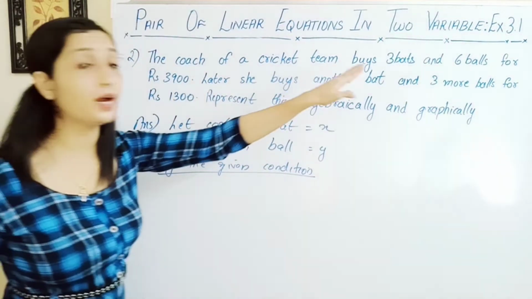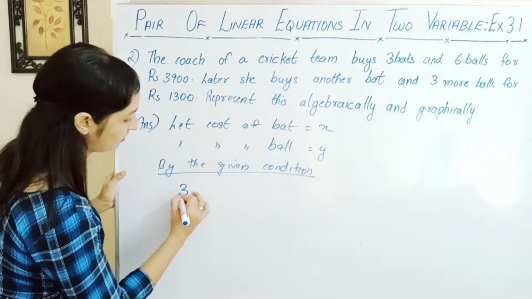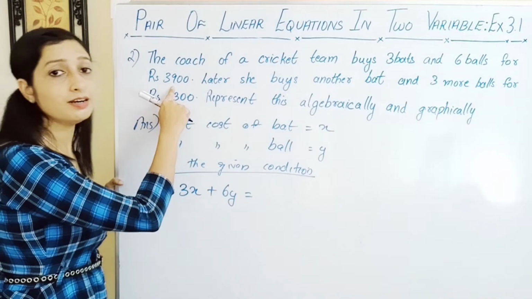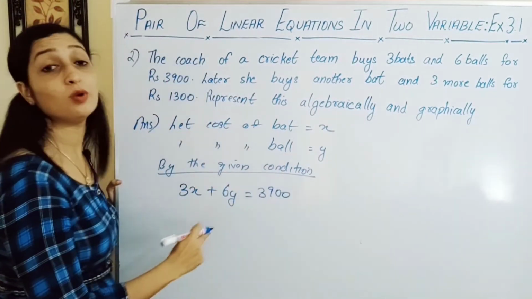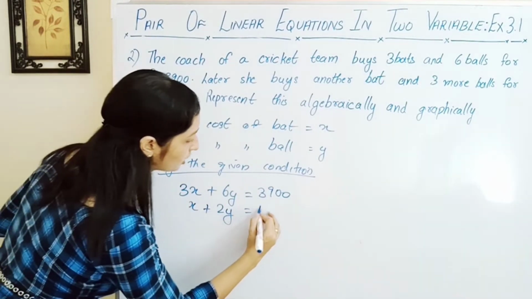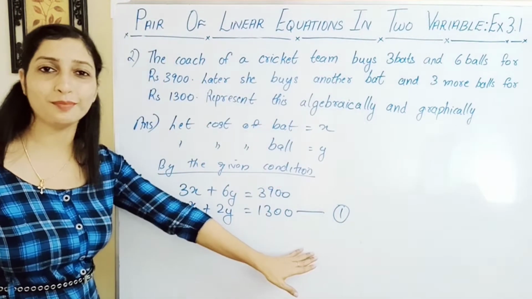The cricket coach buys 3 bats and 6 balls. So that is 3x plus 6y. It cost her rupees 3,900. Now let's simplify this. So you get x plus 2y is equal to 1300, and we put it as our equation number 1.